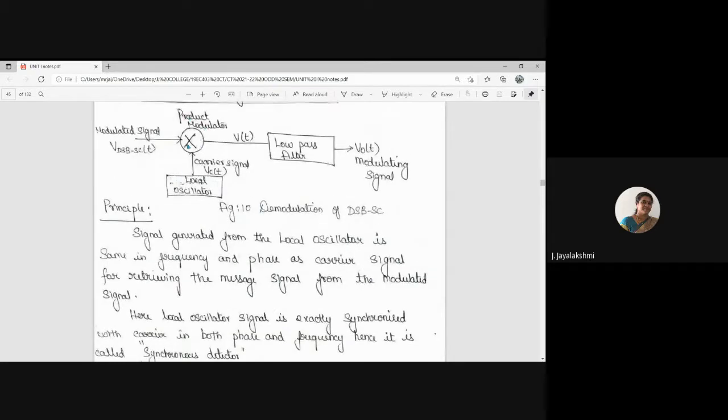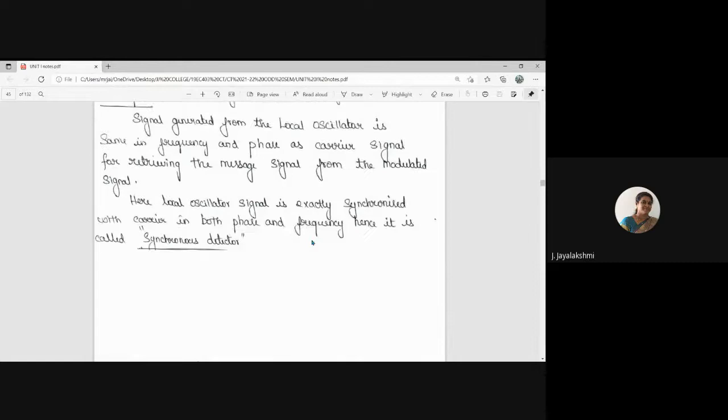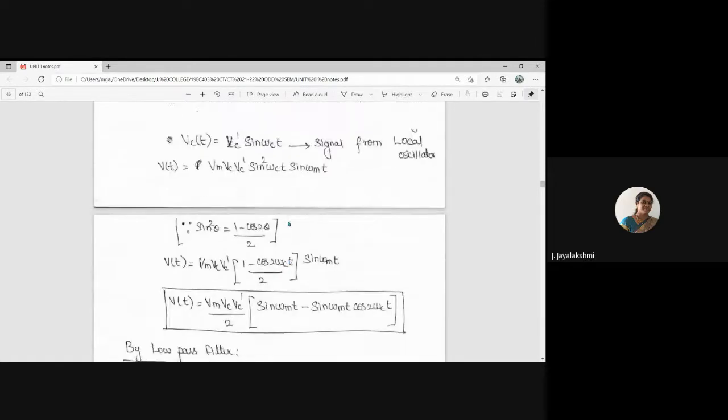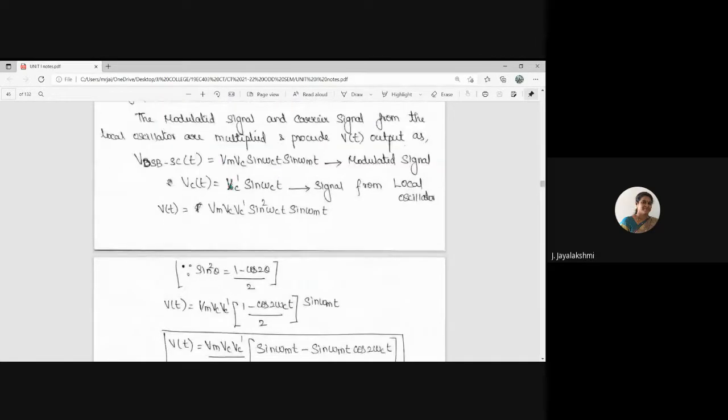The product modulator has one input from the double sideband suppressed carrier voltage, that is Vm into Vc into sin omega mt into sin omega ct. That is the incoming signal, and this is multiplied with the carrier signal. This carrier signal is going to be represented as Vc dash sin omega ct. Multiply these two signals. The left hand side is the modulated signal into the carrier signal.